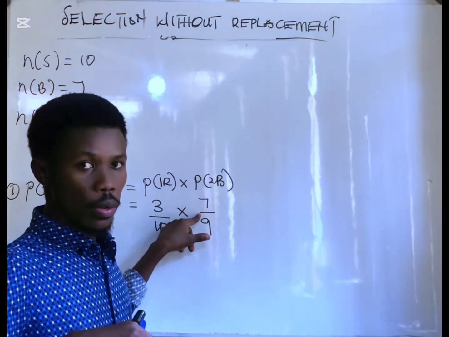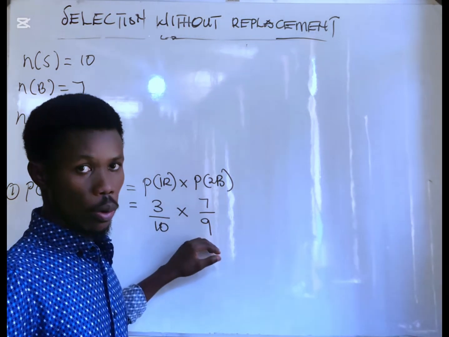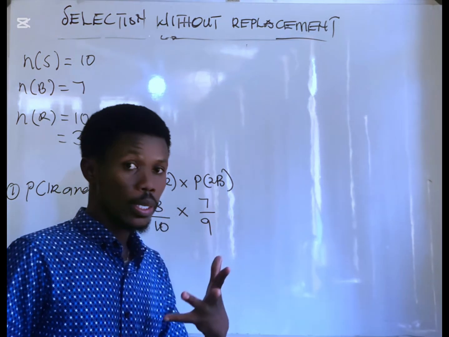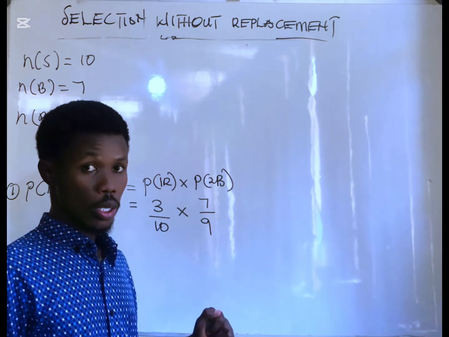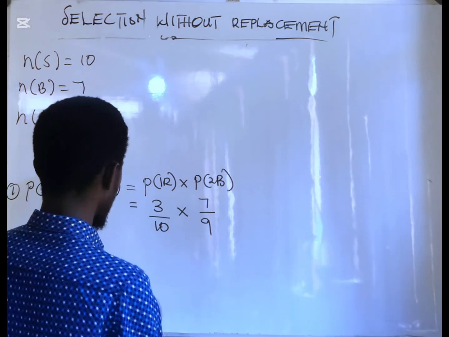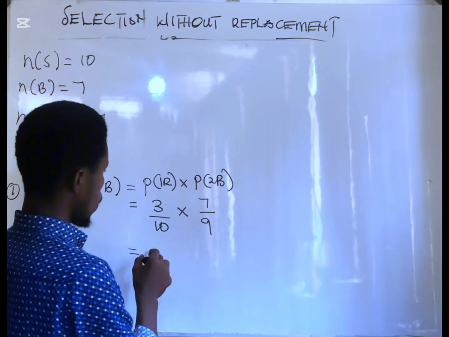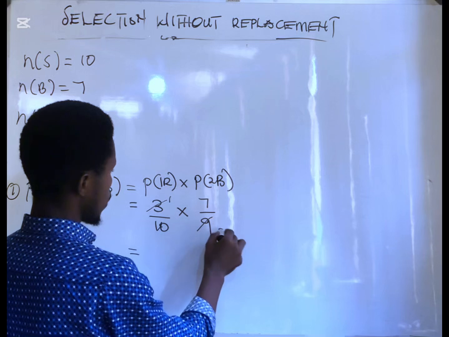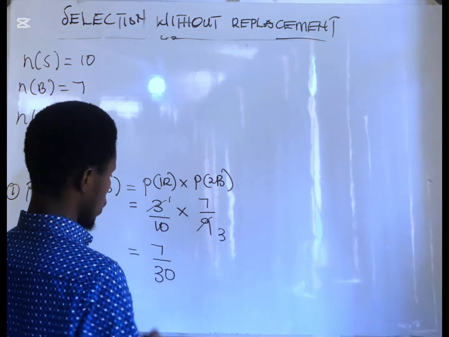Because I've taken one of the red, the total number there will reduce by what? 1. So that will be 9. So with that without replacement, after that you don't put it back. So the sample space reduces. Okay. So here, 3 times 7. Okay, 3 goes here, 1 goes into 9 3 times. So this will give us 7 over 30.